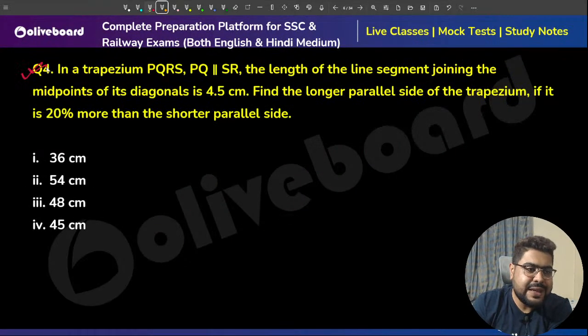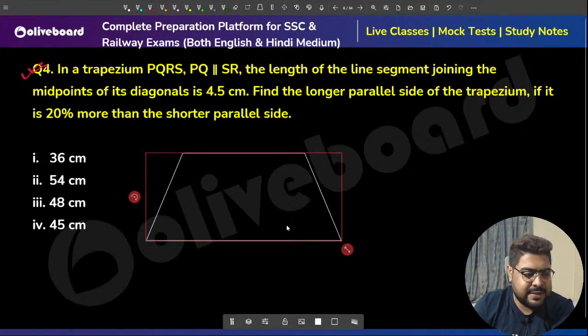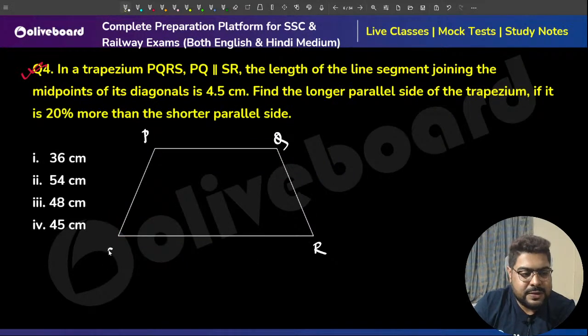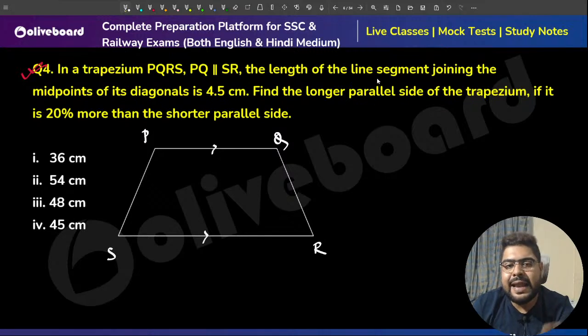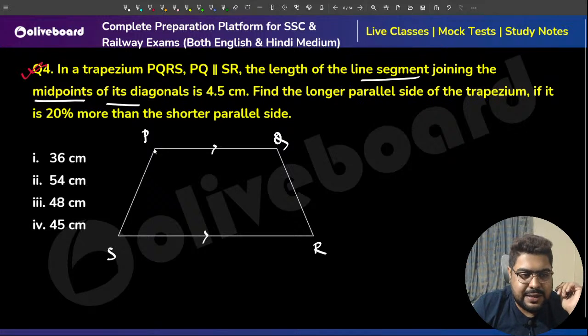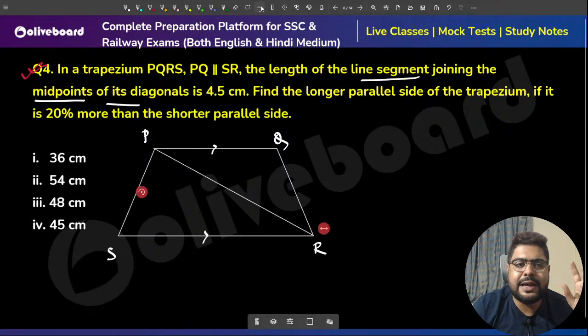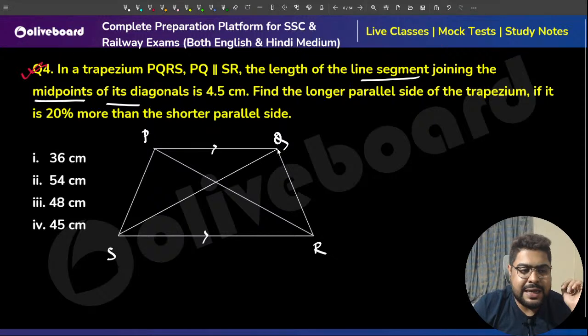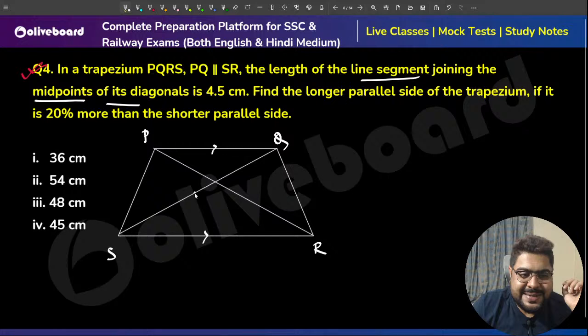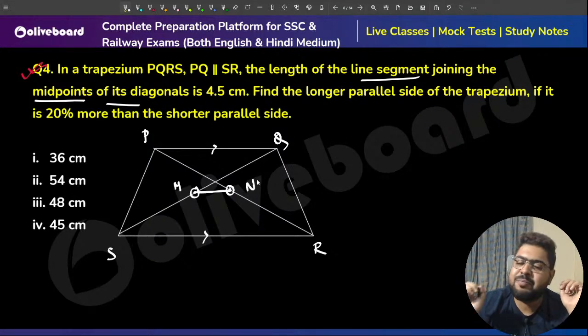In a trapezium PQRS, let's see. Trapezium PQRS, PQ is parallel to SR. So this is parallel to this. Length of the line segment joining the midpoints. I'm giving a very, very important shortcut. Remember this shortcut till the day you die. Midpoint lines: this is the midpoint of a diagonal. This is the diagonal midpoint. If you join this, I'm saying this is MN. Understand, this is 4.5 centimeter.